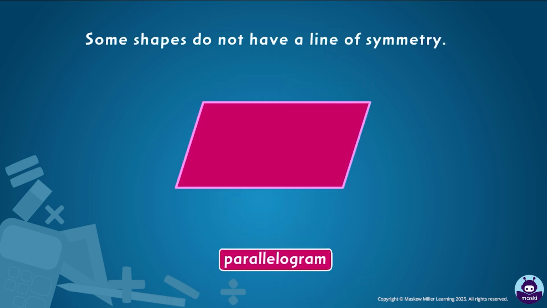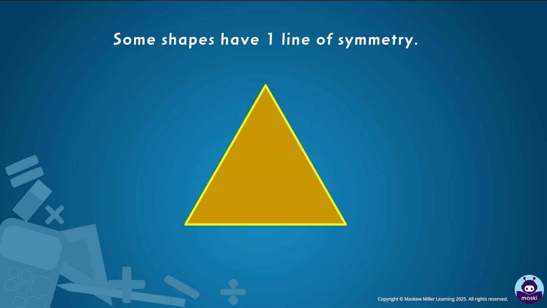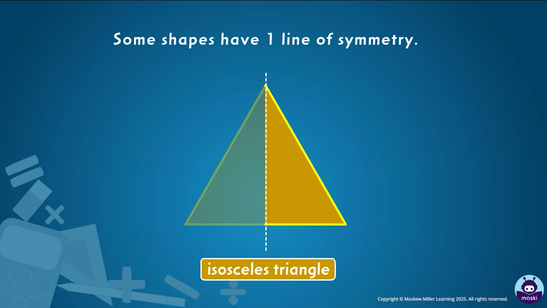A parallelogram does not have a line of symmetry. It does not have a line that when folded on, one half of it lies exactly on the other half. Some shapes have one line of symmetry, for example, an isosceles triangle, a triangle with two equal sides.